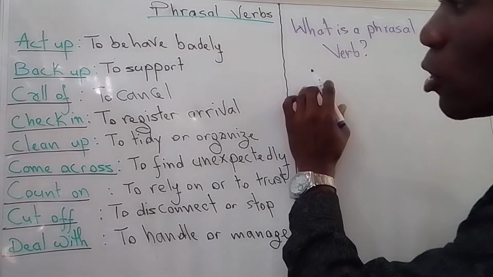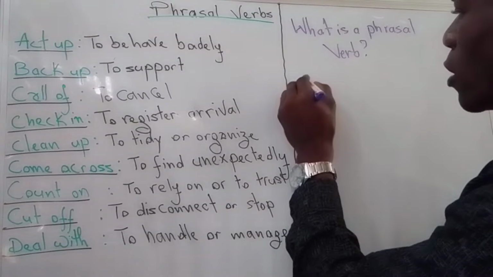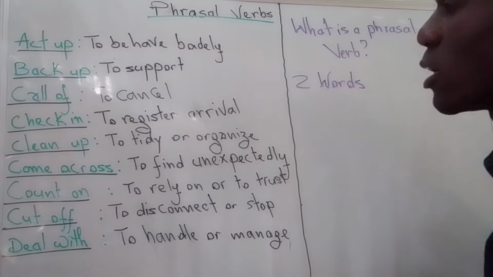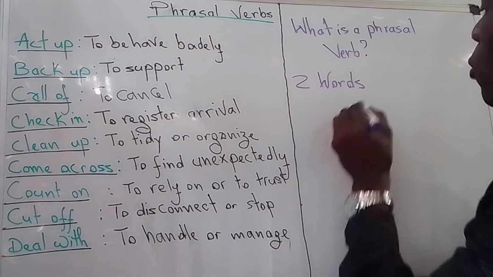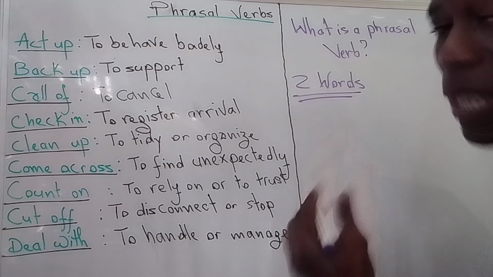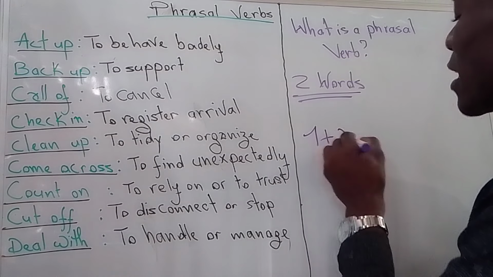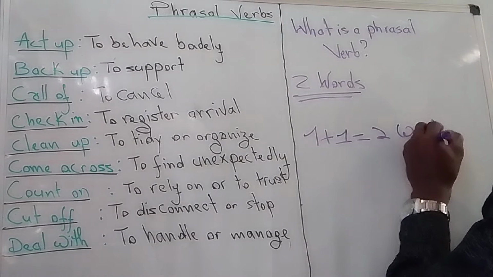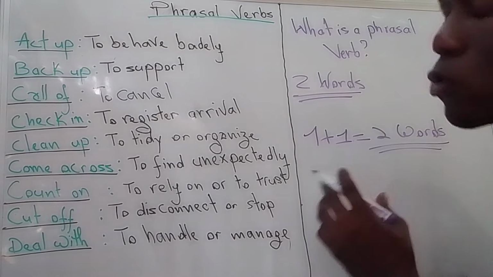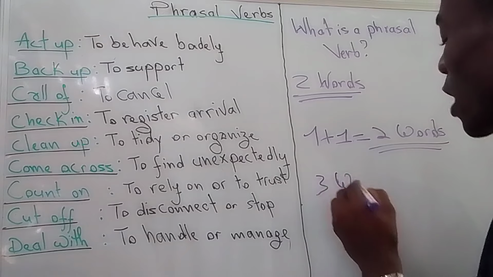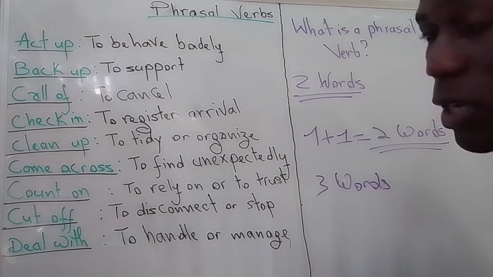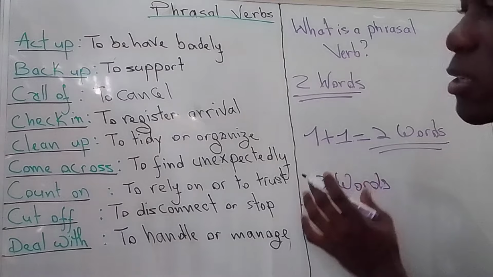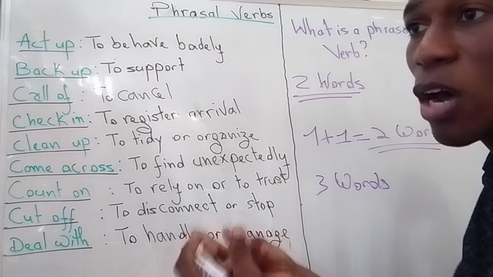This is the answer. Phrasal verbs are two words that we put together. We have one word and a second word, and together they give us a phrasal verb. It can be two words or more, it can be three words as well, that we put together to give us a completely different meaning from those of the original words.